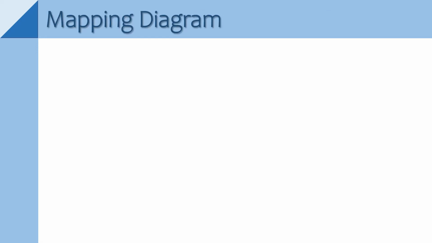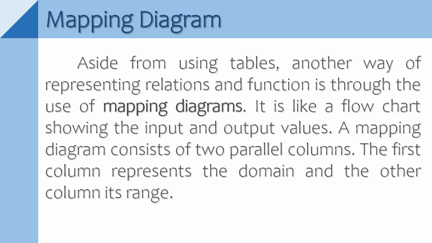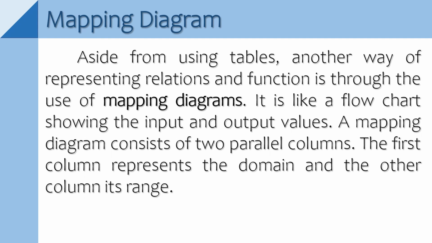Okay, so next is the mapping diagram. So aside from using tables, another way of representing relations and functions is through the use of mapping diagrams. So it is like a flow chart showing the input and output values. A mapping diagram consists of two parallel columns. The first column represents the domain, and then the second column is its range.